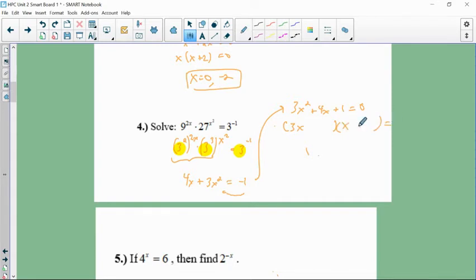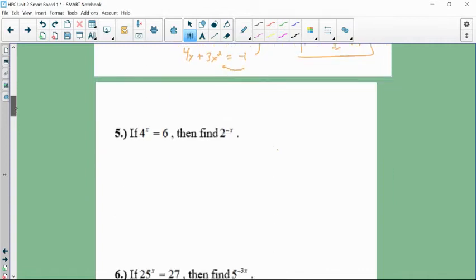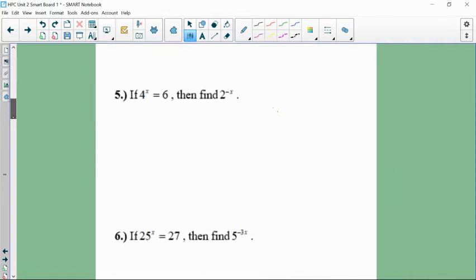Let's see, but factoring 1 and 1, that gives me an x, plus 3x is 4x. Yeah, so I get two answers. X is equal to negative 1/3, or x is equal to negative 1. Okay. Now, the idea of getting like bases kind of is the basis, pun intended, for numbers 5 and 6.